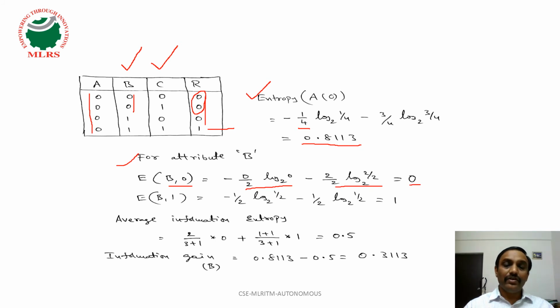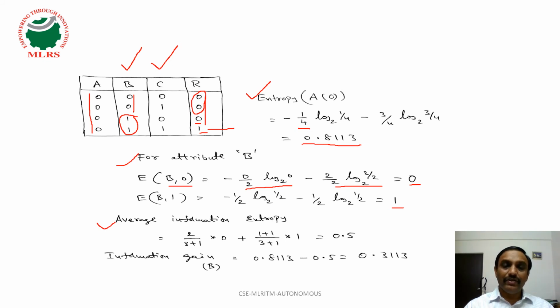Now, entropy of B equal to 1. Here B value is 1 in two places. One is a negative example and one is a positive example. So for the positive example, minus 1 by 2 log 1 by 2 base 2, minus 1 by 2 for the negative example, log 1 by 2 base 2. By calculating, the value is 1. Now the average information entropy in this case.